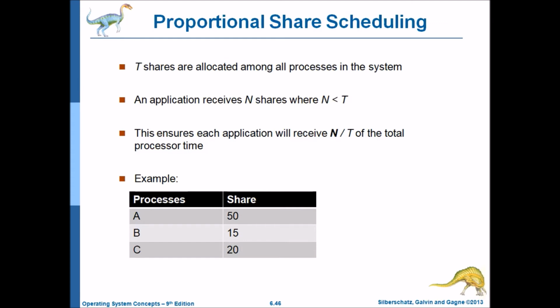And so proportional share scheduling works with an admission control policy. So not starting any task if it cannot guarantee the share that the task needs. So given our example, if a new process D requested 30 shares, the admission control would deny D entry into the system.